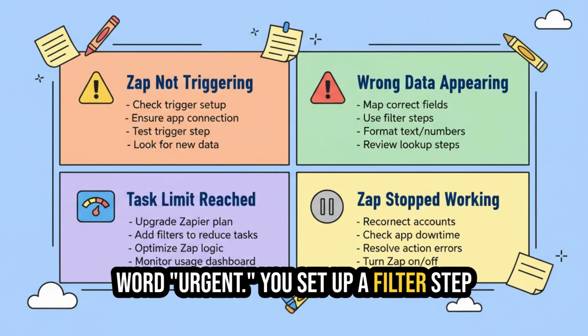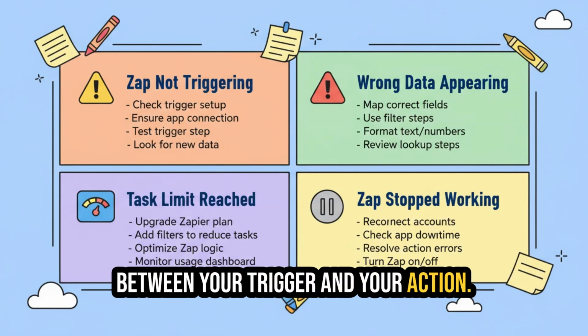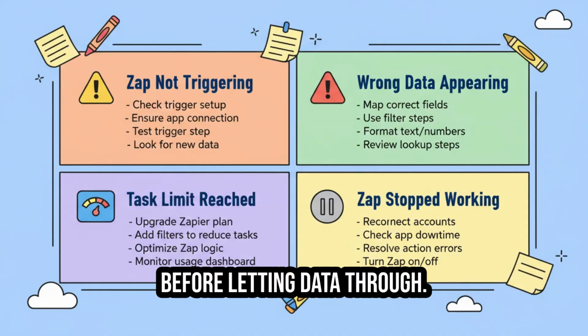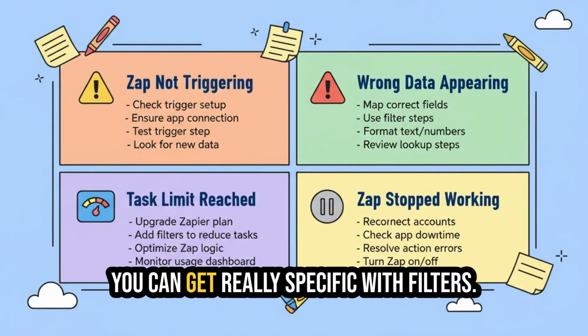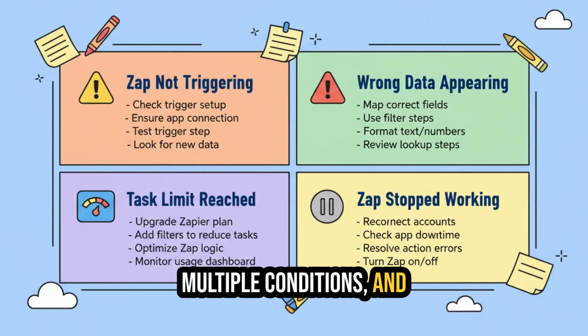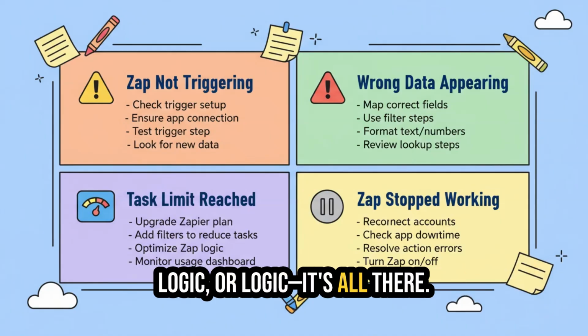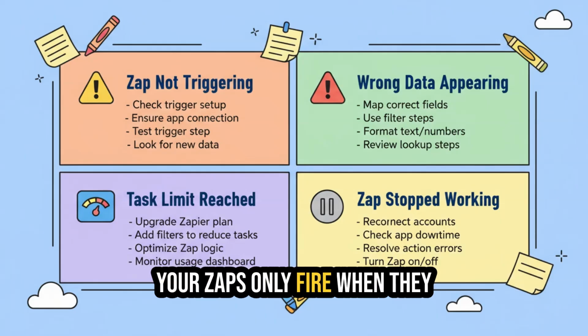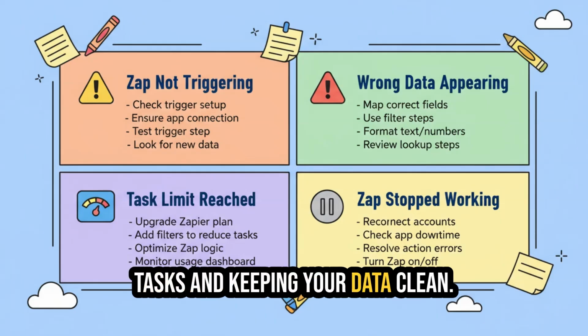You set up a filter step between your trigger and your action. It's like a bouncer for your automation, checking credentials before letting data through. You can get really specific with filters. Multiple conditions, and logic, or logic, it's all there. This is how you make sure your Zaps only fire when they absolutely should, saving you tasks and keeping your data clean.